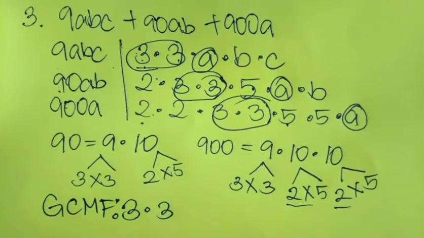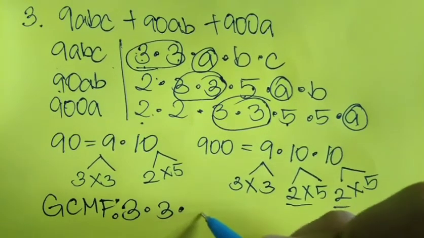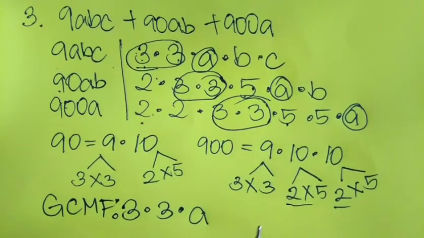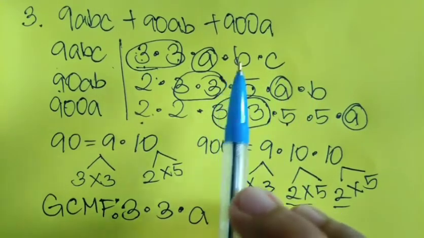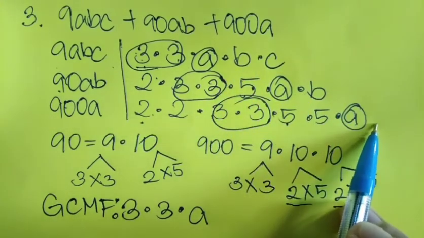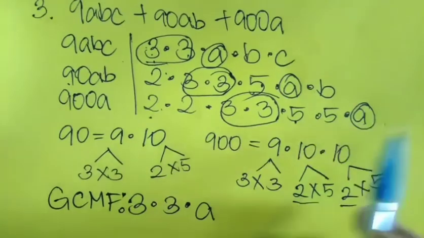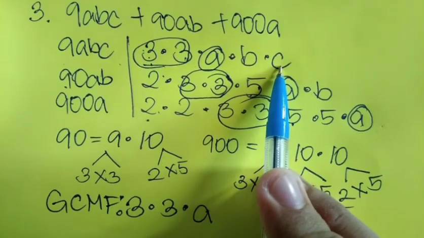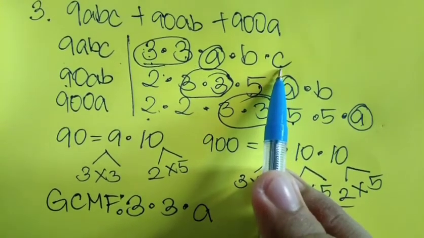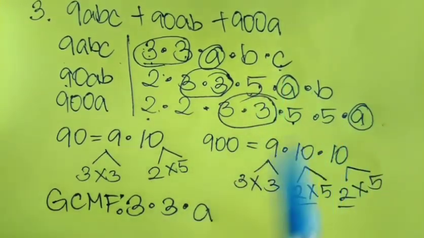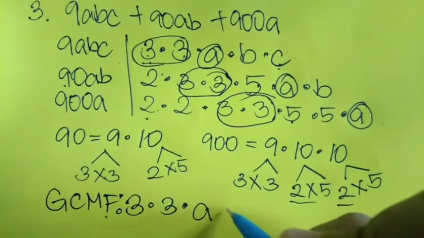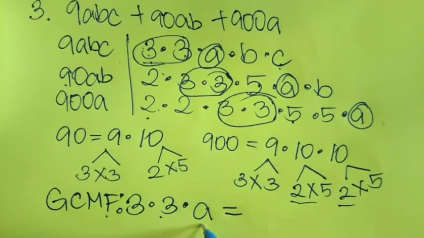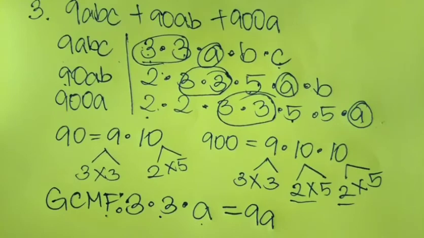Pero yung A, meron sila parehas. Silang tatlo, meron silang A, which means kasama. B, meron yung unang dalawang terms pero wala yung pangatlo, which means hindi kasama si B. Then si C, 9ABC lang ang meron nun, which means hindi siya maiisama dun sa listahan ng factors ng GCMF. Simplifying the GCMF, we have 3 times 3 times A equals 9A. Then, we proceed with the third step.